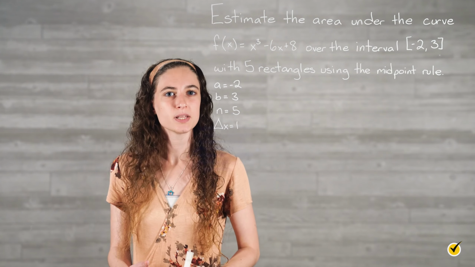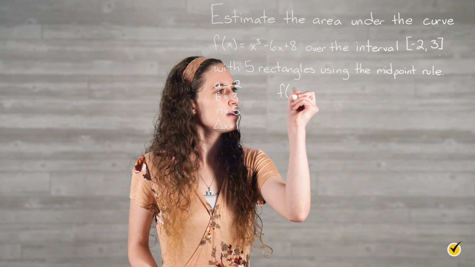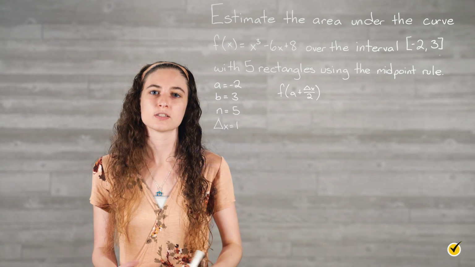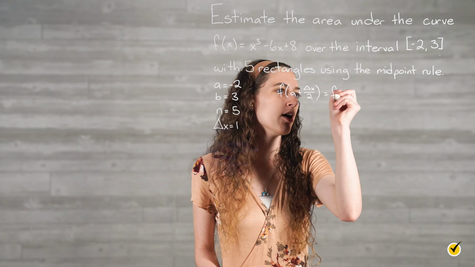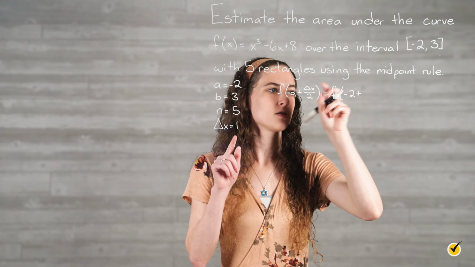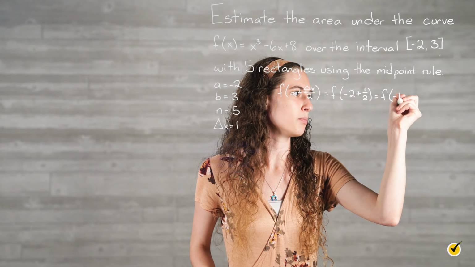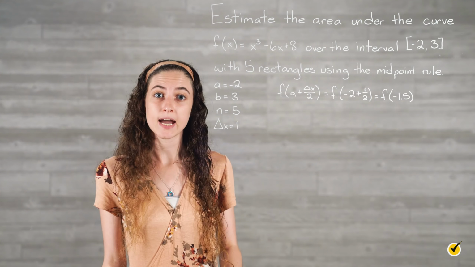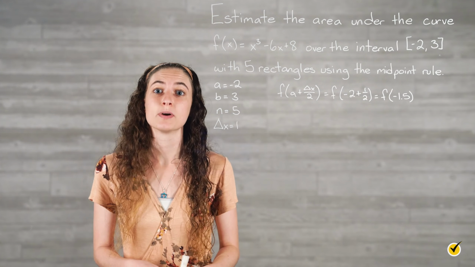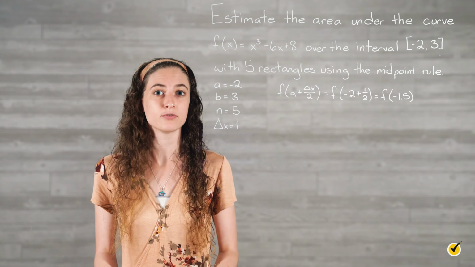Now for the heights. The formula is telling us where to measure, so we just need to put in some numbers. So f of a plus change in x over 2 is really just telling us to start by measuring f of -2, because that's our a value, plus change in x is 1, over 2, which is f of -1.5. It's literally telling us to measure the height at the left endpoint plus half a width. The rest of the heights are change in x away, so we measure f of -0.5, f of 0.5, f of 1.5, and f of 2.5.